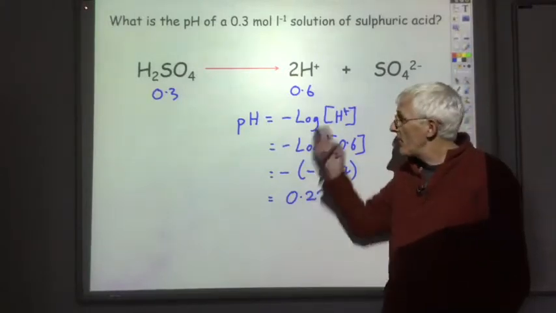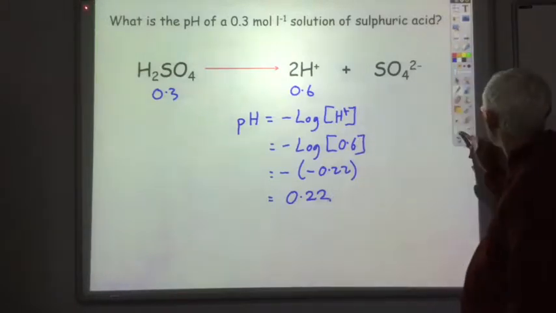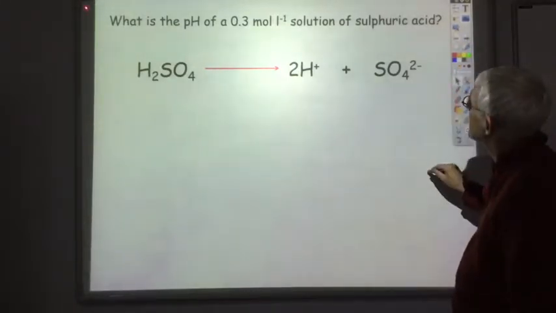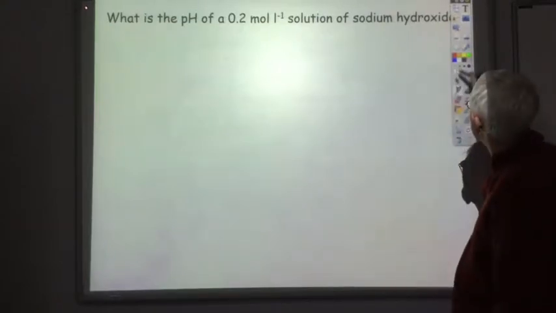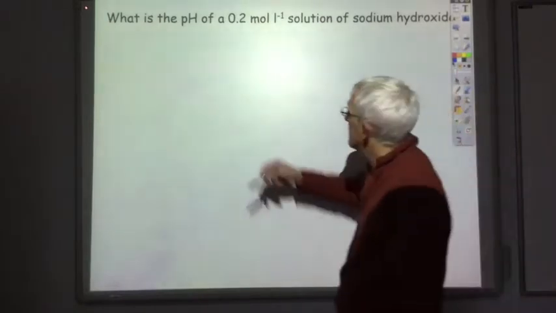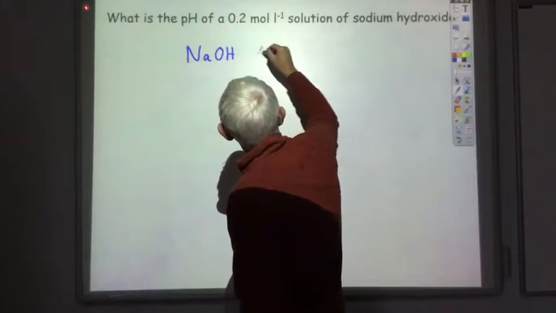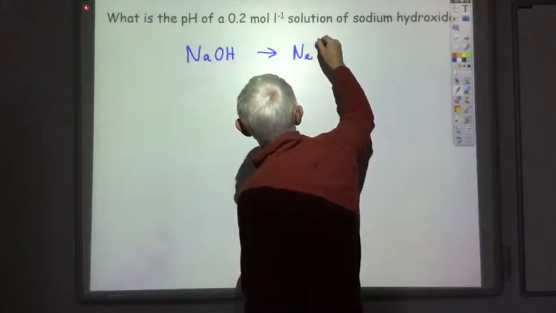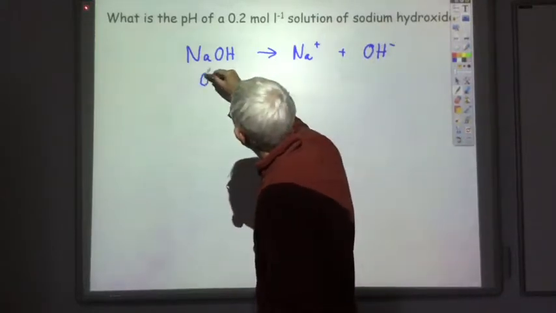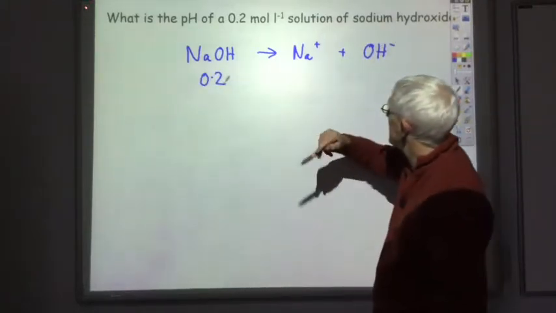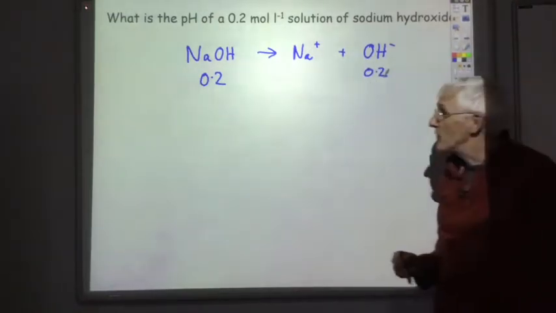Okay, so far all our questions have been about acids. Let's try a couple with alkalis. So what is the pH of a 0.2 mole per litre solution of sodium hydroxide? Well, at the moment we're just working with strong acids and alkalis. Sodium hydroxide fully dissociates to give sodium ions and hydroxide ions. If we've got 0.2 mole per litre of sodium hydroxide, we'll have 0.2 moles per litre of hydroxide ions.